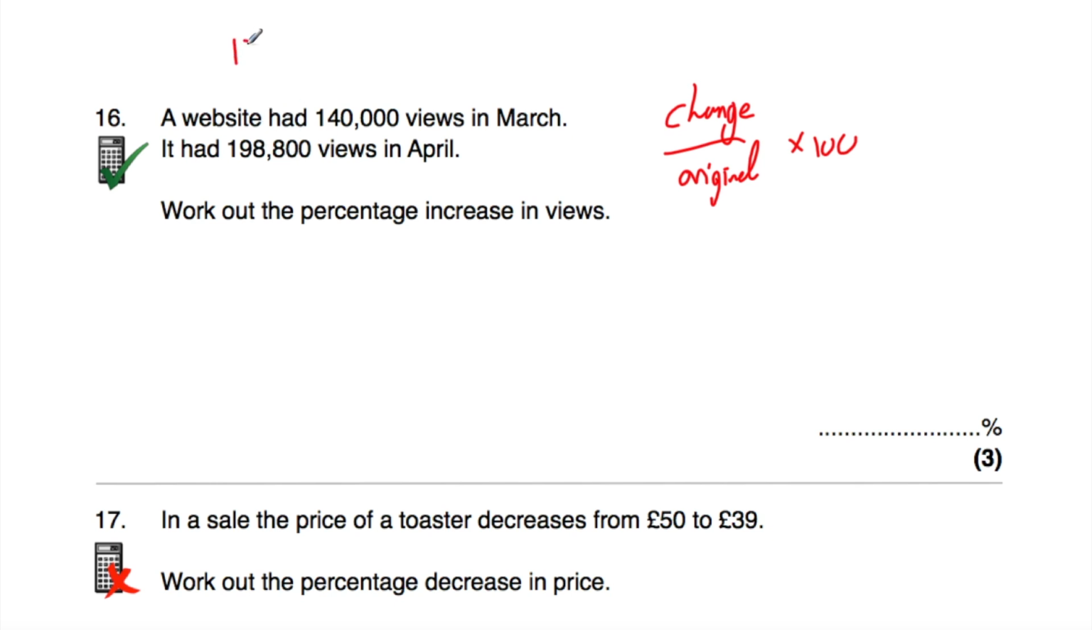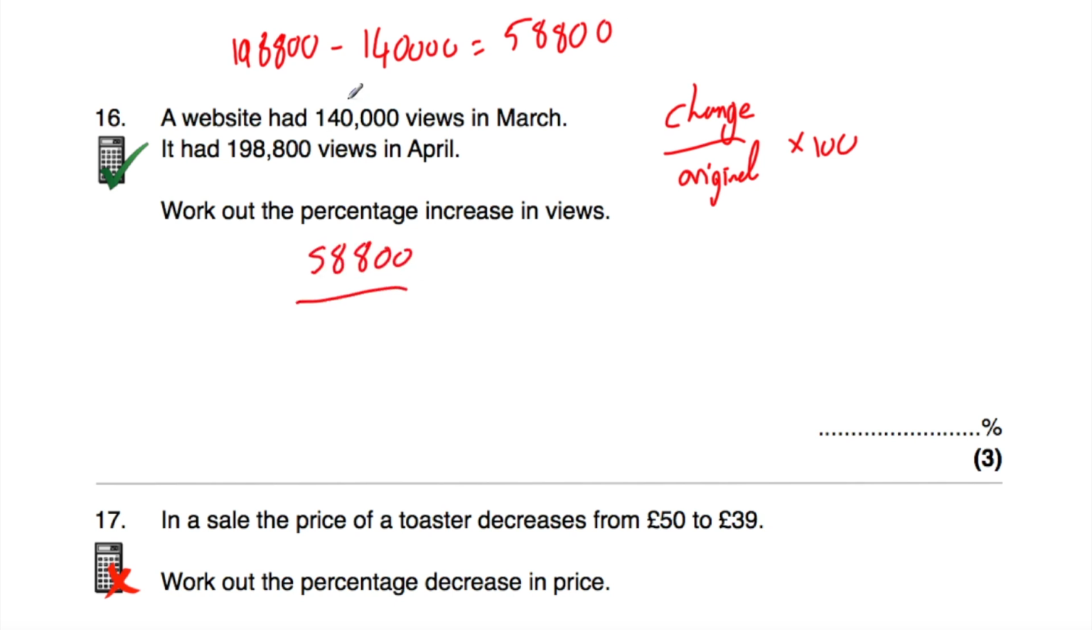If we do 198,800 take away 140,000, that's equal to 58,800. So that's the change, 58,800, divided by the original. It had 140,000 views in March, that's the beginning, so 140,000, and then times by 100. So let's work this out. That's equal to 42, so the percentage increase in views would be 42%.